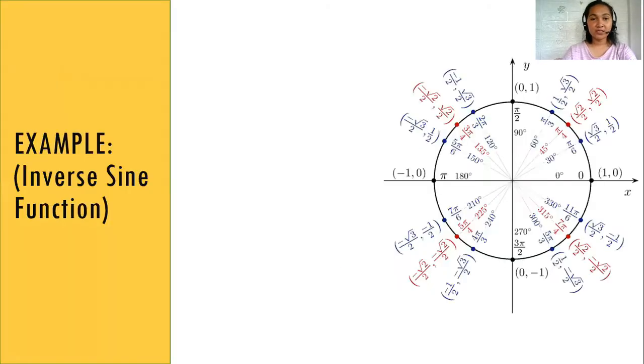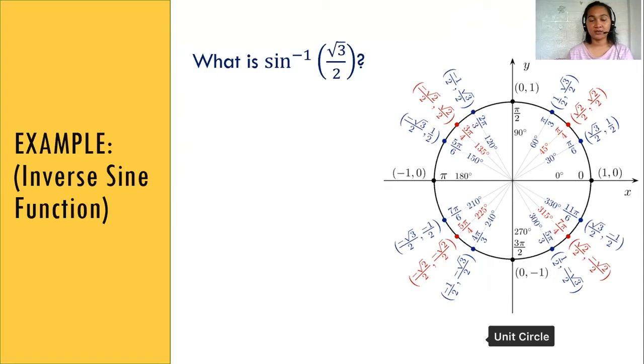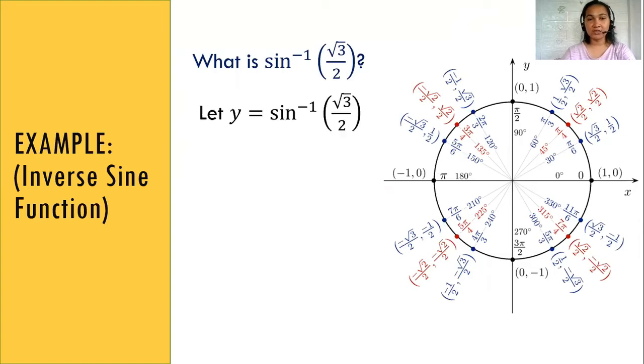Now we proceed with the first example about the inverse sine function. Let us try to find the exact value of inverse sine of square root of 3 over 2. We are going to use this unit circle for us to easily answer this problem, especially if you don't have your calculator with you. It would be better that you refer to your circular functions. At this point, if you let the given expression be equal to y, we'll have y equals inverse sine of square root of 3 over 2.